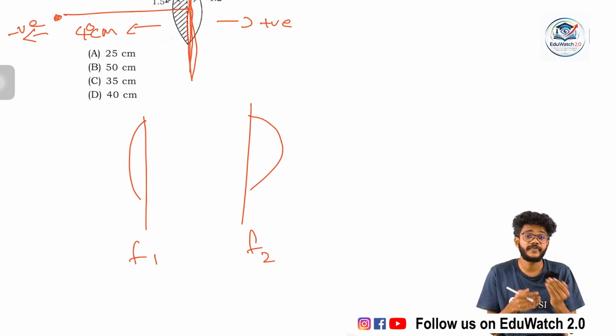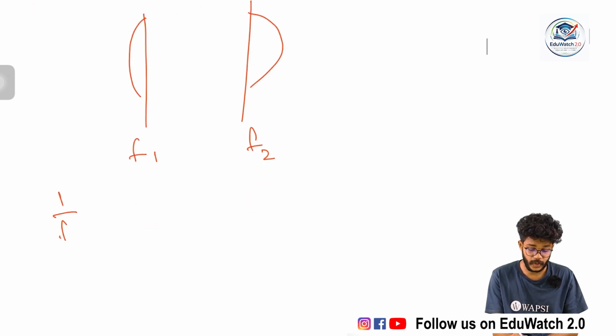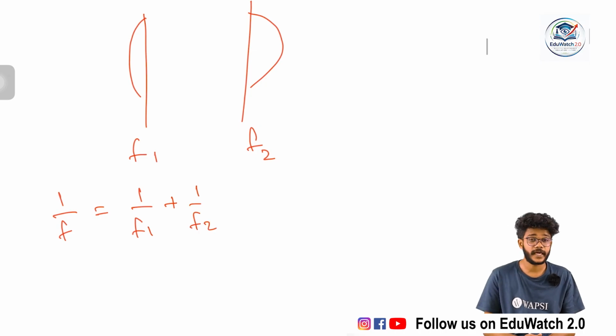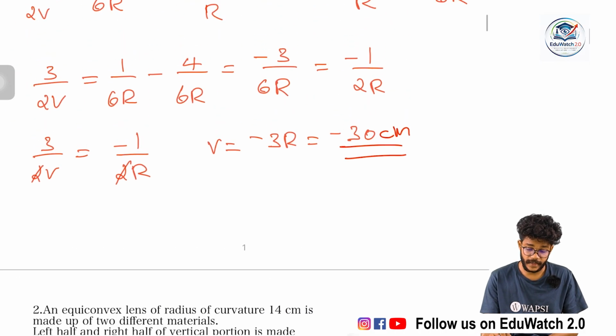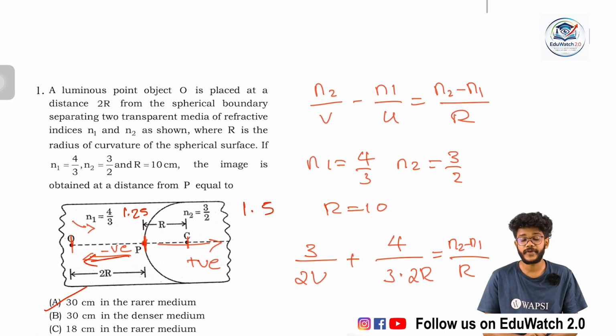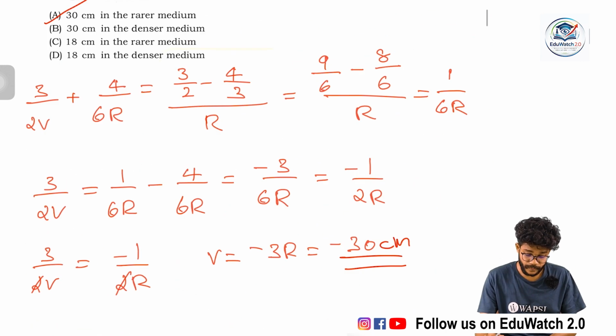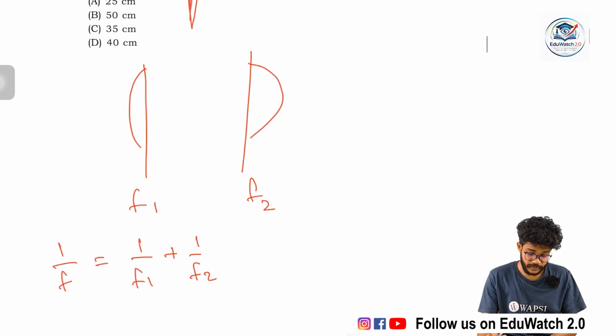So we can derive the total focal length on the basis of 1 by f is equal to 1 by f1 plus 1 by f2. Okay, actually we can derive the equation for focal length like this. And what is f1? F1 we can derive using the same formula as in the previous question. N2 by v minus N1 by u is equal to N2 minus N1 by R. Here N2 is the refractive index of the material. We can take N1 as air.